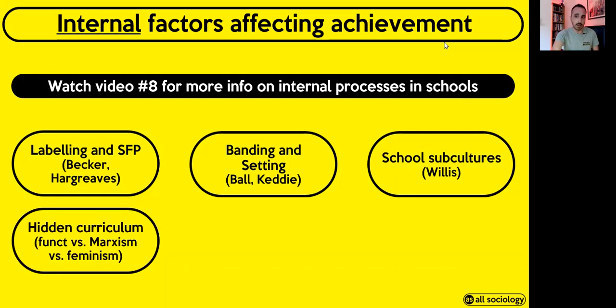So this is everything that you learn in lessons and everything you learn in school that isn't in lessons. And when we look at the hidden curriculum, both functionalists and Marxists have different views, as do feminists. Marxists and feminists see the hidden curriculum as having a negative effect in socializing us, whereas functionalists argue that the hidden curriculum actually prepares us for school.